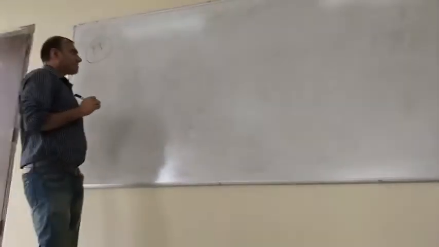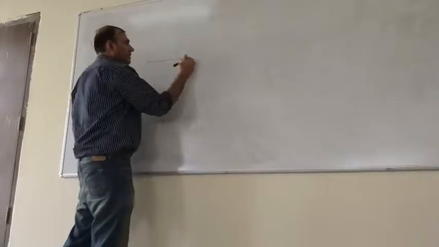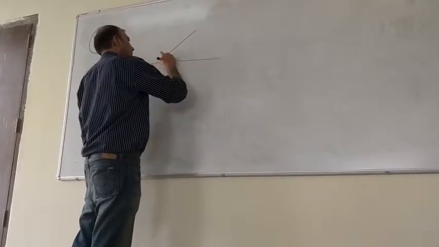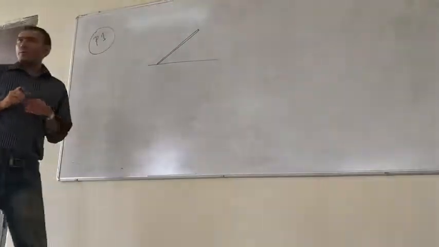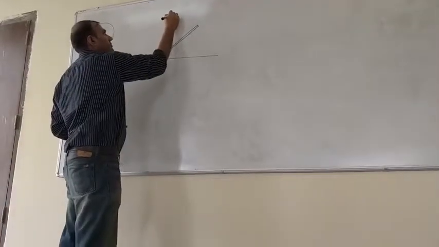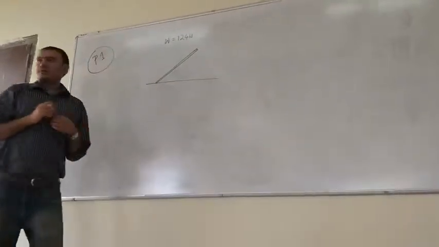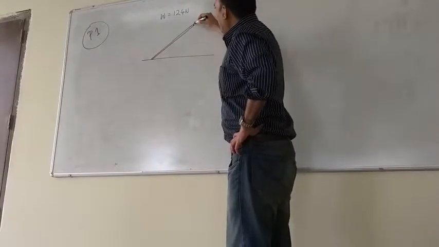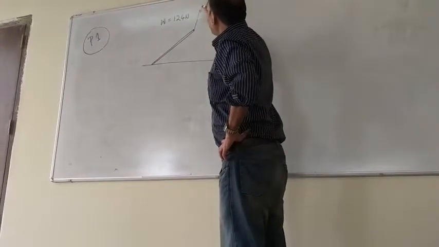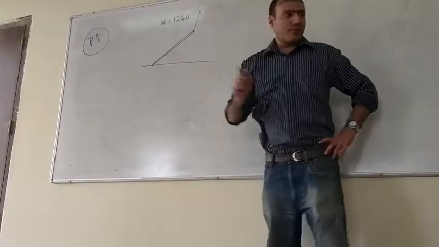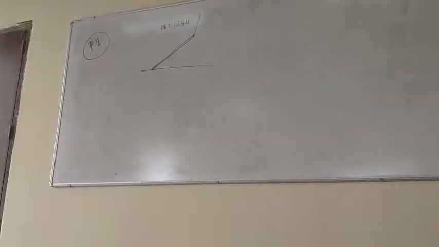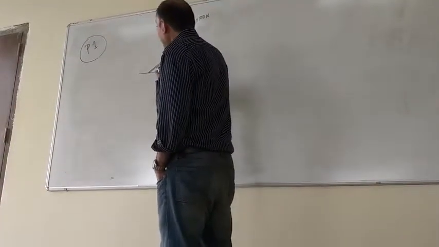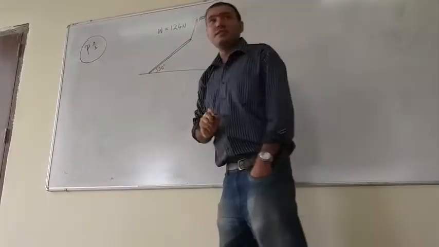Problem number 1. Imagine a situation like this, where you have, let's say this is the horizontal, and on this horizontal is resting this uniform rod. The weight of the rod is 124 newtons. Now, at the extreme right end of the rod, you have applied force F, which is equal to 100 newtons. And the rod makes an angle of 30 degrees with respect to the horizontal.